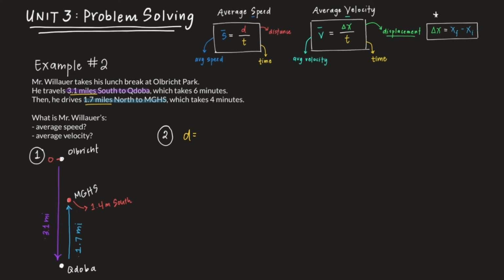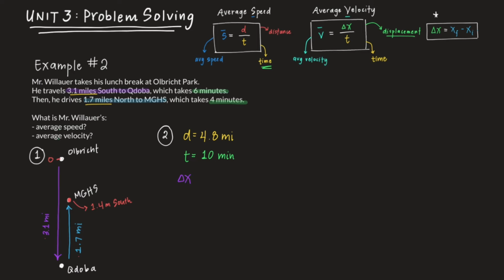So the total distance, or the total ground that Mr. Willauer covers, is just the addition of those 2 distances. So he covers a total ground of 4.8 miles, 3.1 plus 1.7 miles. And then I also know the total time. So this is kind of a new thing. Our total time is 10 minutes because those time values in my equations are the total time, not individual times. It's total time. So he spends 10 minutes on this journey.